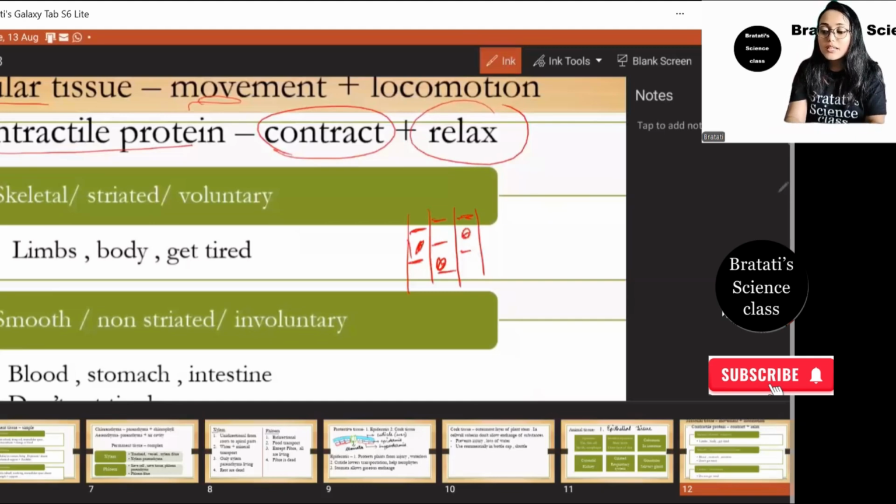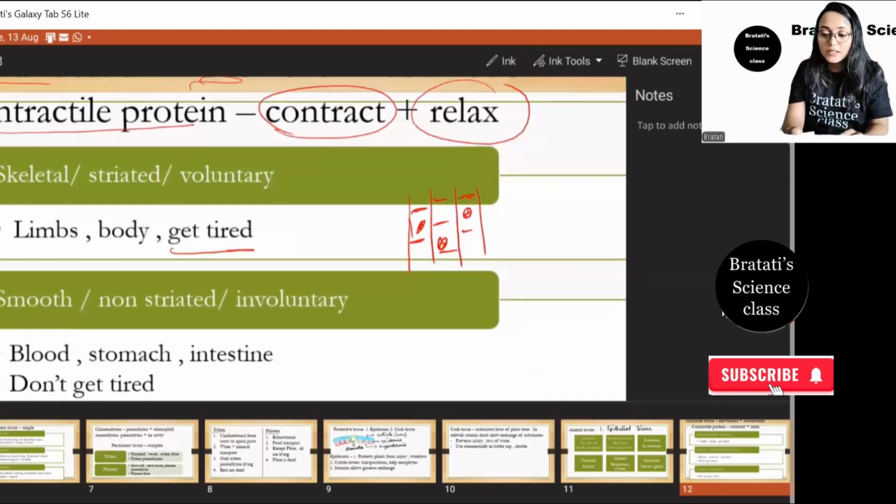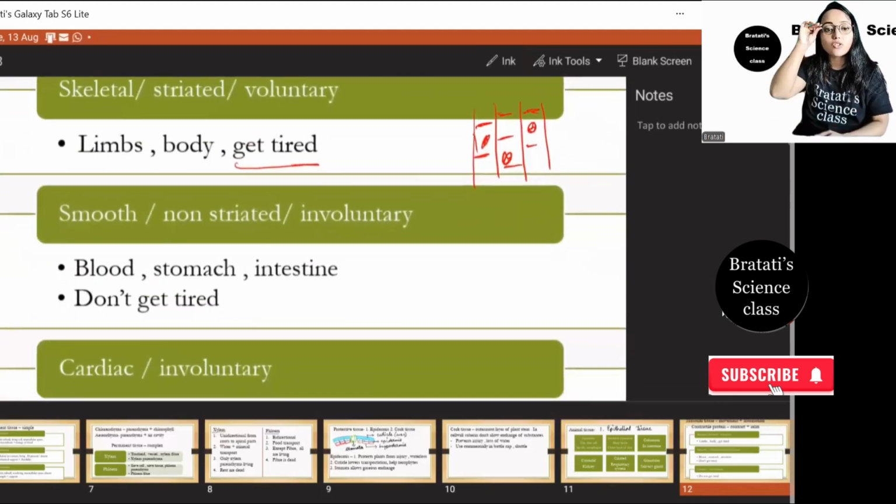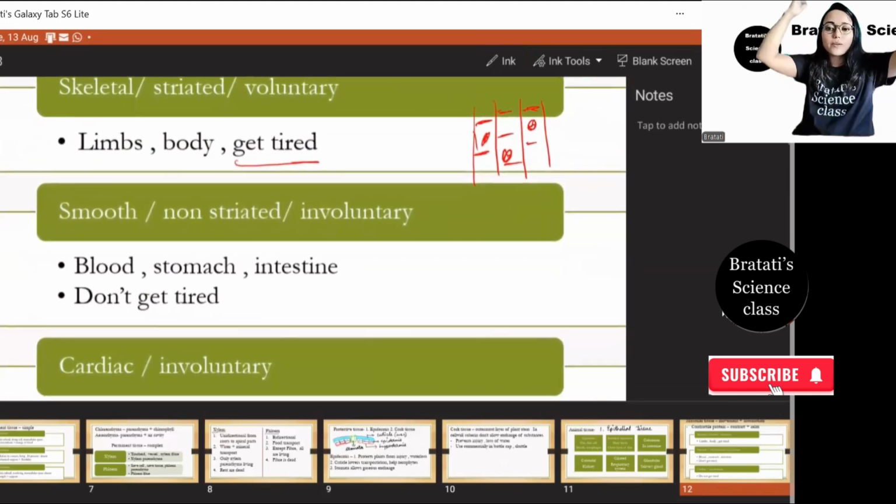So these can get tired. We get tired when we do a lot of exercise, when we do more physical work. But they are voluntary: we can move our hands and limbs whenever we want, we can move our legs, etc.